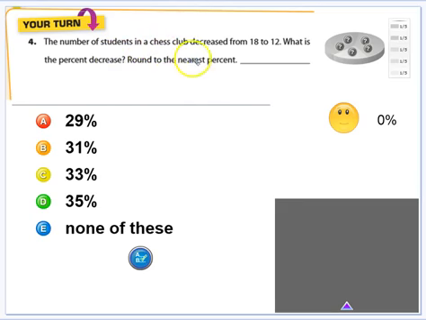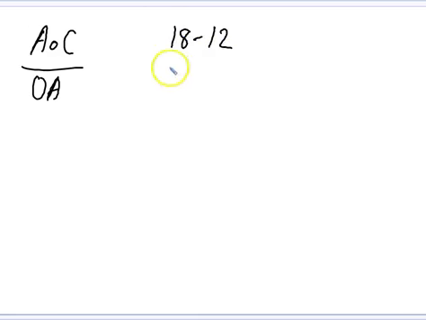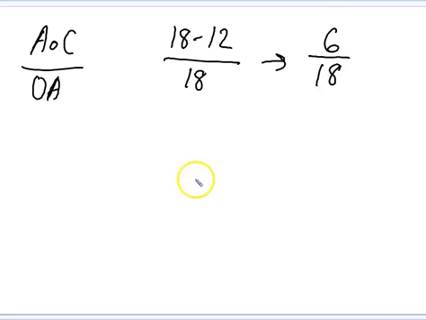So the number of students in a chess club decreased from 18 to 12. What is the percent decrease? Round to the nearest percent. Okay, we're going from, first off, I want to put amount of change, AOC, over OA, original amount, just so we all get it out there. So amount of change I find by 18 minus 12 over the original amount, which is 18. So when I subtract that, this is going to go to 6 over 18. We should all know what it is so far, but let's just divide, work it out.